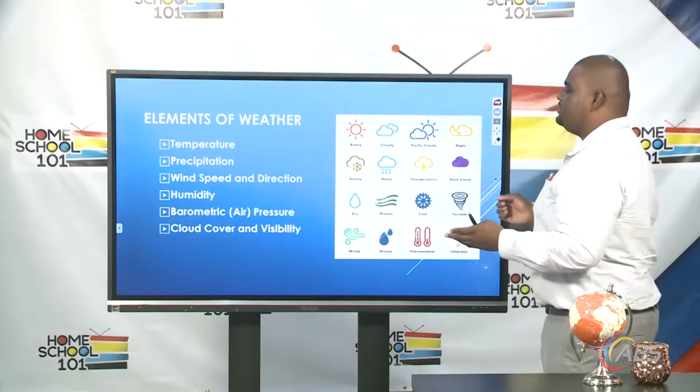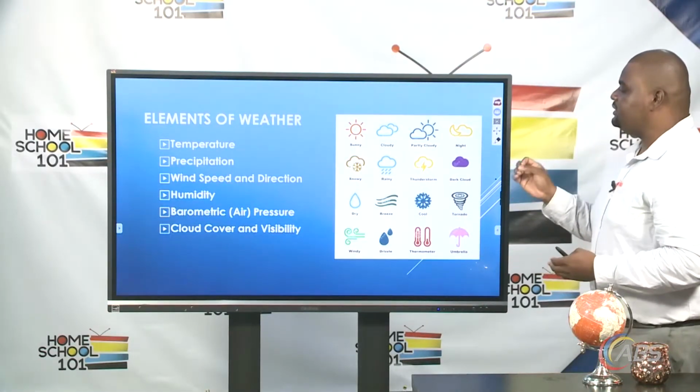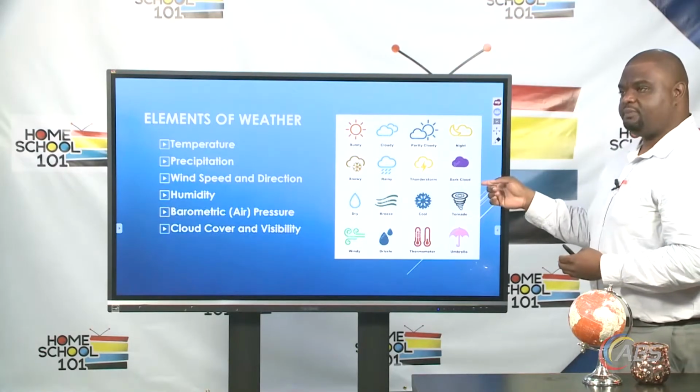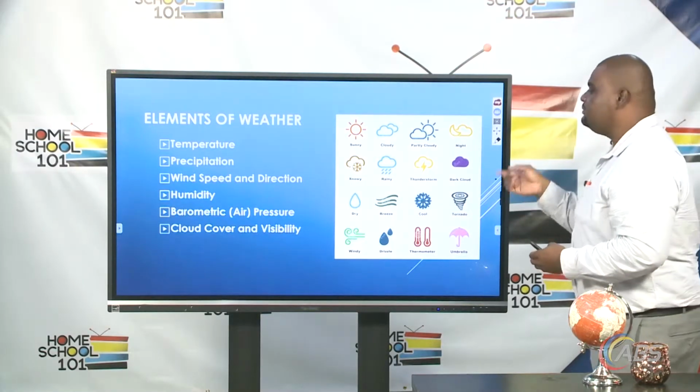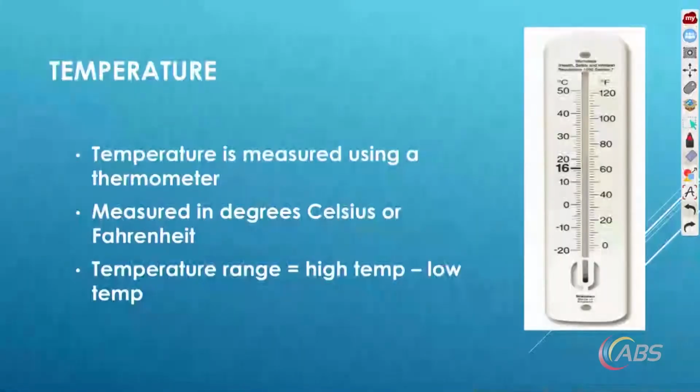So now the elements: temperature, precipitation, wind speed and direction, humidity, barometric pressure, cloud cover, and visibility. So we'll go into those in details right now. Temperature is measured by a thermometer, as we're all aware, and here's an example. Measured in degrees centigrade or Celsius or degrees Fahrenheit. Fahrenheit is what we tend to use in Antigua.